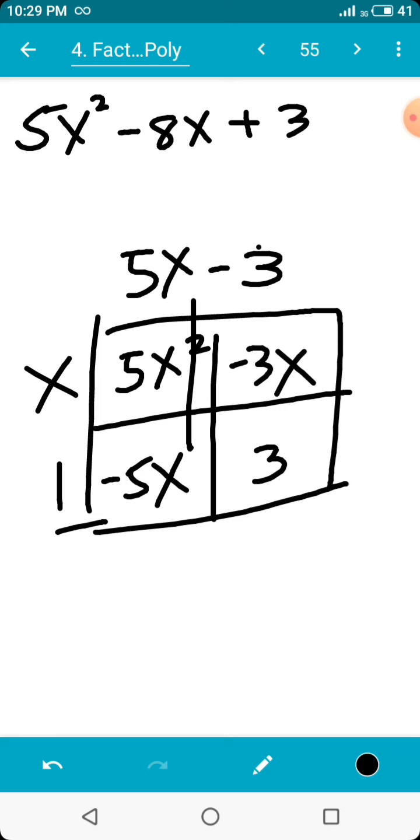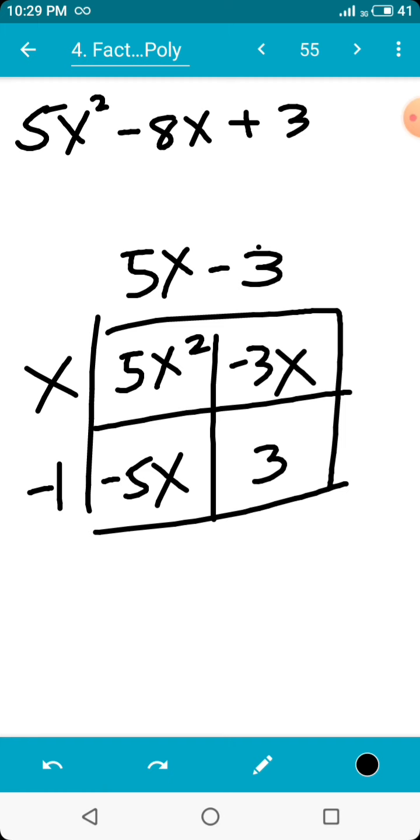So, dapat magbabago yung sign ni 1. Kasi, pag minultiply mo si 5x at saka si 1, dapat negative 5x. Okay? So, dapat negative yung 1 natin. And negative 3 times negative 1, that is positive 3. Okay? So, tama na ang ating sign kasi nga, positive na yung naging product niya.